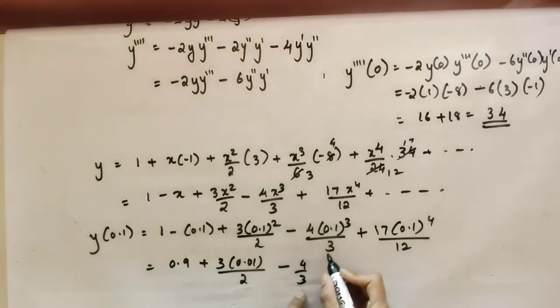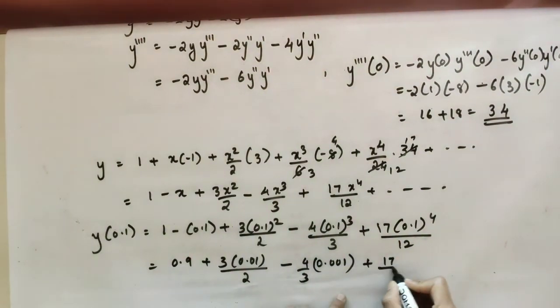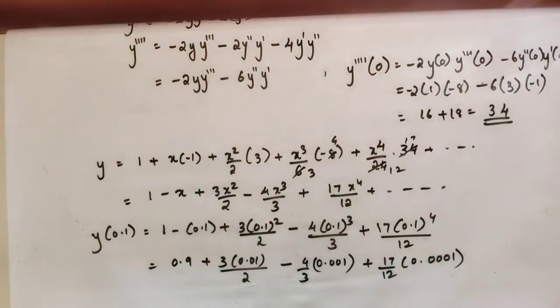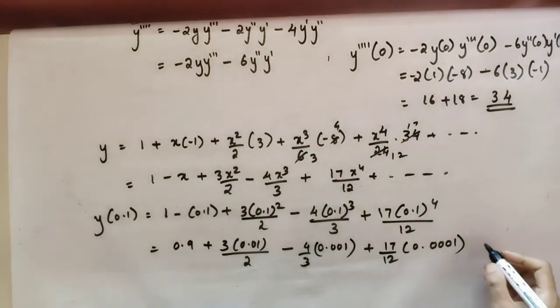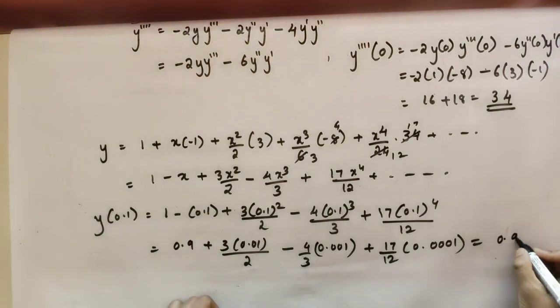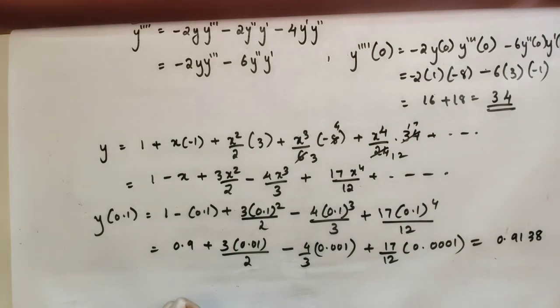Okay, just see that. This is 0.003, okay, 0.1 cube, plus 17 by 12 also you have to see it in your calci. 0.1 to the power 4 is this. Okay, then just simplify this in your calci. You must end up with 0.9138. You just see in your calci, put all the numbers, you will end up with 0.9138.